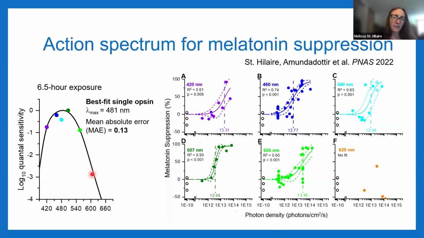You'll notice that in the action spectrum, we don't have a data point for 620, and that's because we couldn't get a reasonable fit for that. We really got no measurable melatonin suppression response for the majority of participants up to a photon density of e to the 14th. I don't know if we would have gotten one if we had gone stronger, but we didn't include it here.